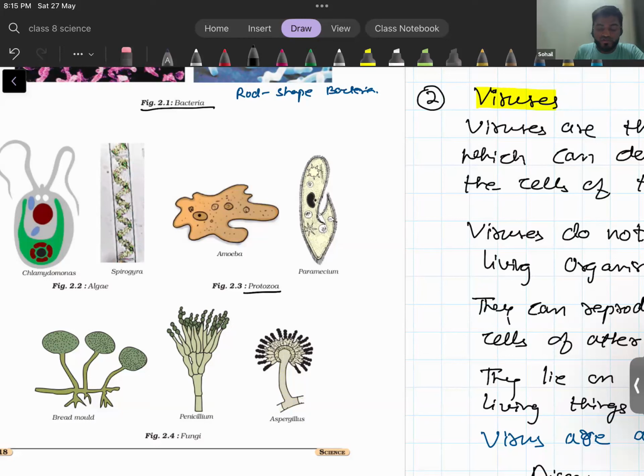So this amoeba which we were discussing, the single celled organism, falls in the category of protozoa. Another example of a protozoa is a paramecium. So what criteria are used to categorize microorganisms under protozoa? Let's have a look at that.